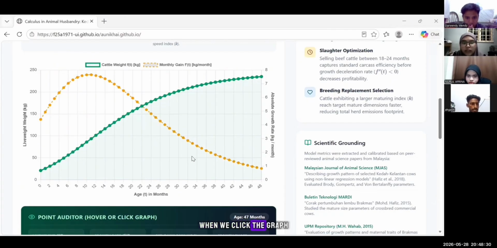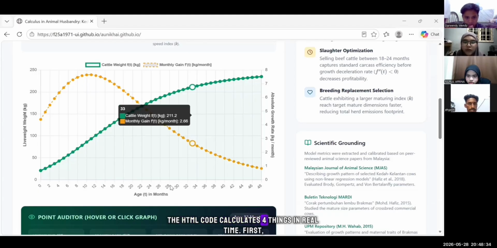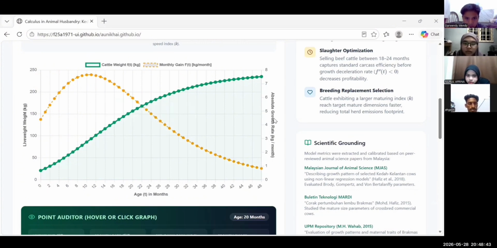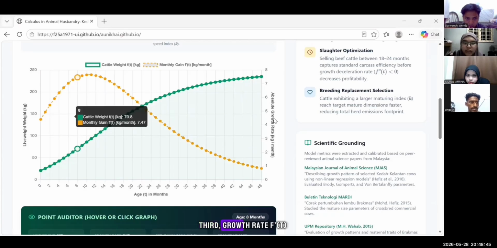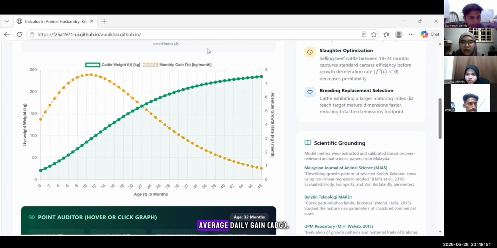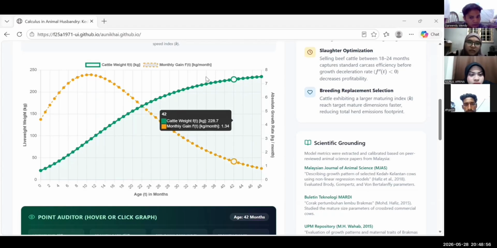When we click the graph, the HTML code calculates four things in real time. First, age. Second, live weight. Third, growth rate. And lastly, average daily gain, ADG.